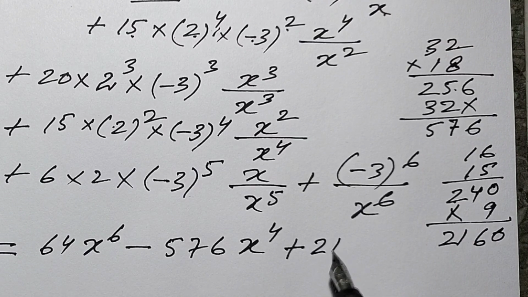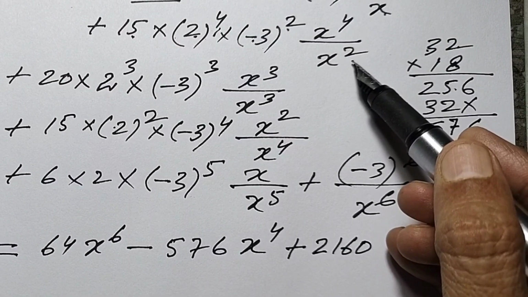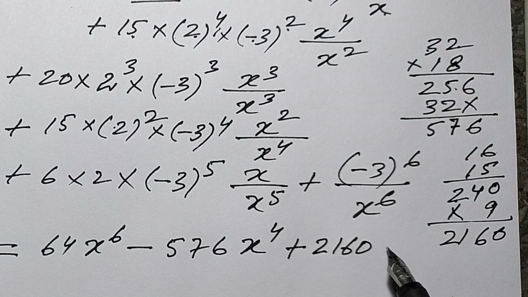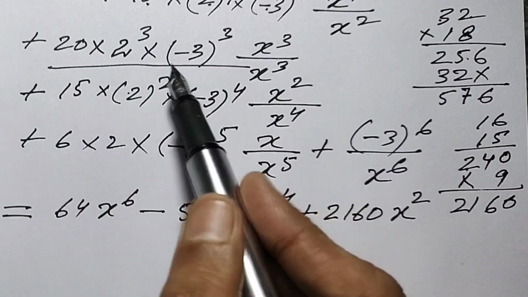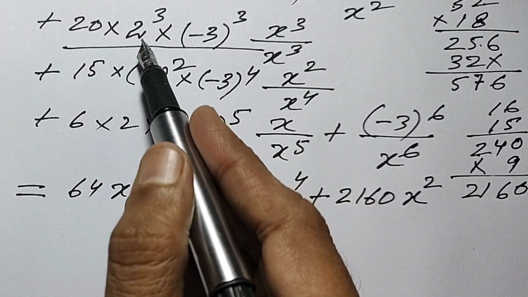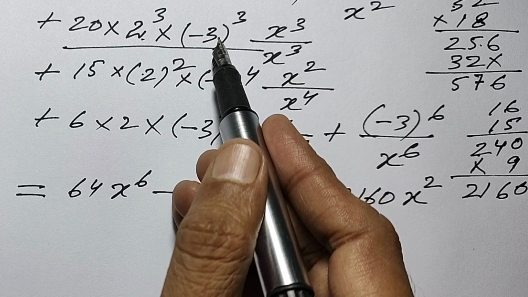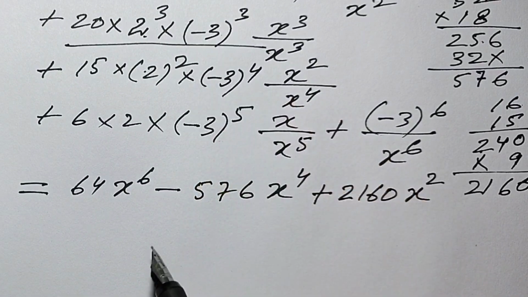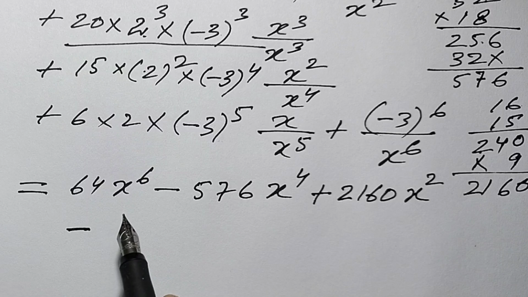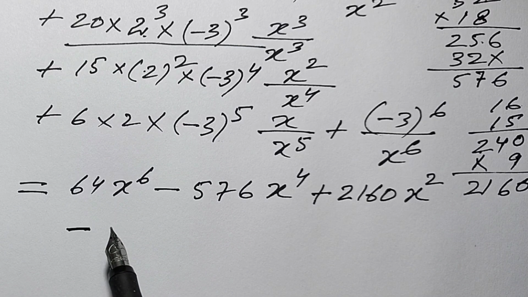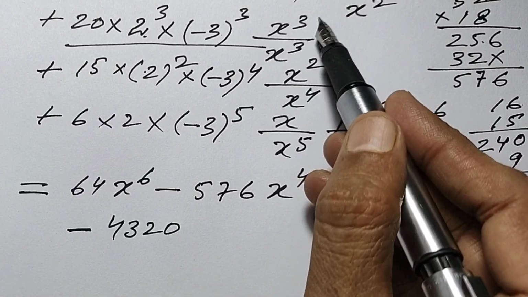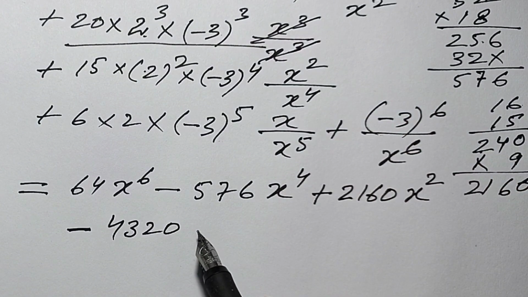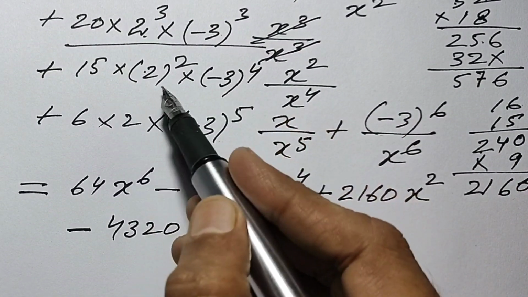So we have 2160, and 2 powers are reduced from the numerator, so we are left with x square in terms of variable. In the next term, if we simplify, that will be 20 into 8 into 27. There is cube of minus, so it becomes negative because exponent is odd, and if we multiply 20 and 8 and 27, we get 4320, and x cube will cancel x cube. No variable factor will be over there in this term.